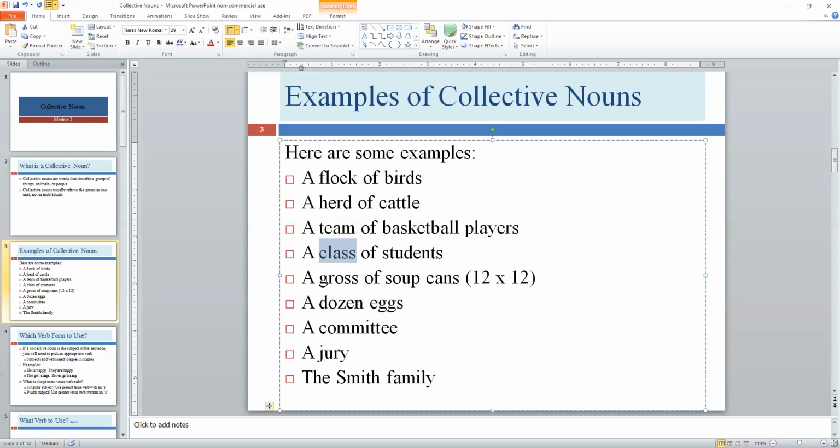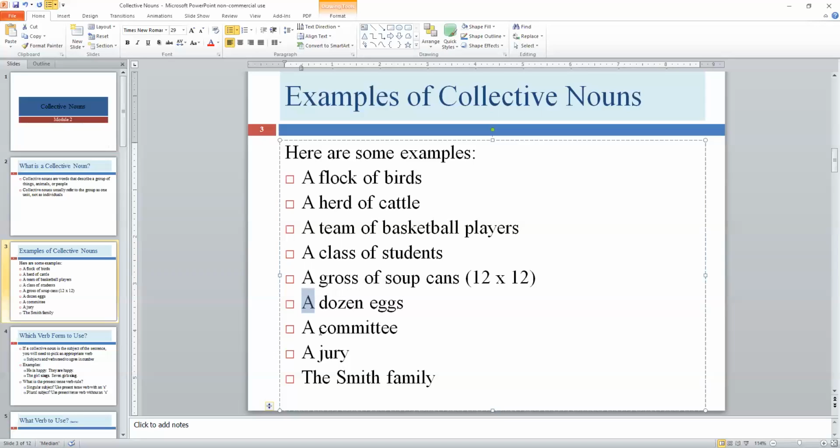You can have a gross of soup cans, and the gross is 144. But even though we know the exact number, in a gross you can't have 143 and you can't have 145. It's got to be 144. We still use this "a" in front of it. You can't have a dozen eggs. Again, if you have 13 eggs, you don't have a dozen. If you have 11, you don't have a dozen, but we still refer to it as "a."